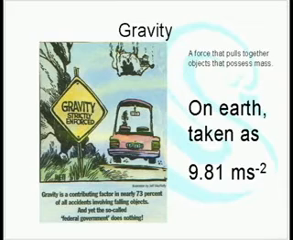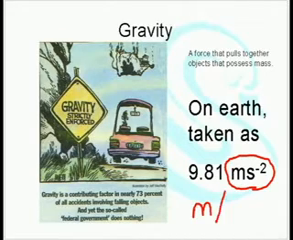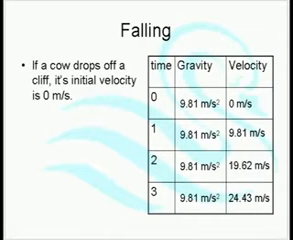On Earth, we take gravity to be 9.81 meters per second squared. Now, in the next lesson, I'm going to be talking about the way that we've written meters per second squared here. This is one way of writing meters per second squared. Another way of writing it is meters per second squared. They both mean the same thing. What it actually means is, every second that goes by, the cow accelerates by a further 9.81 meters per second.